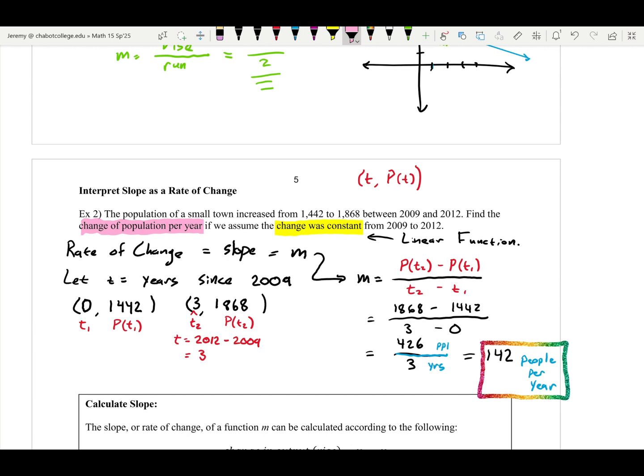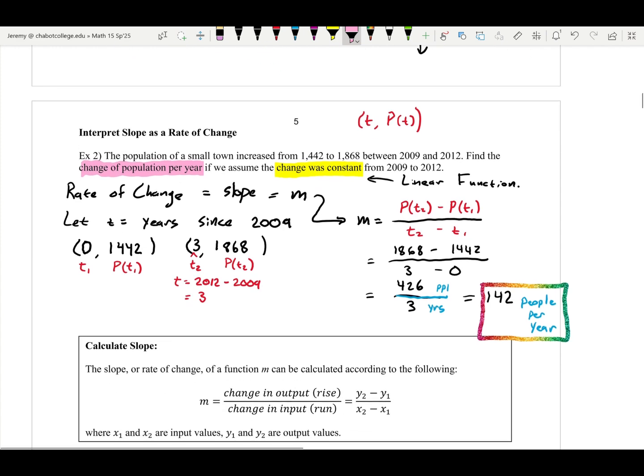So since this is a positive number, I'll give you a second to think about it. Is the population increasing, decreasing, or is it constant? Well, positive rate of change indicates we're increasing. So the population increases by 142 each year between 2009 and 2012.